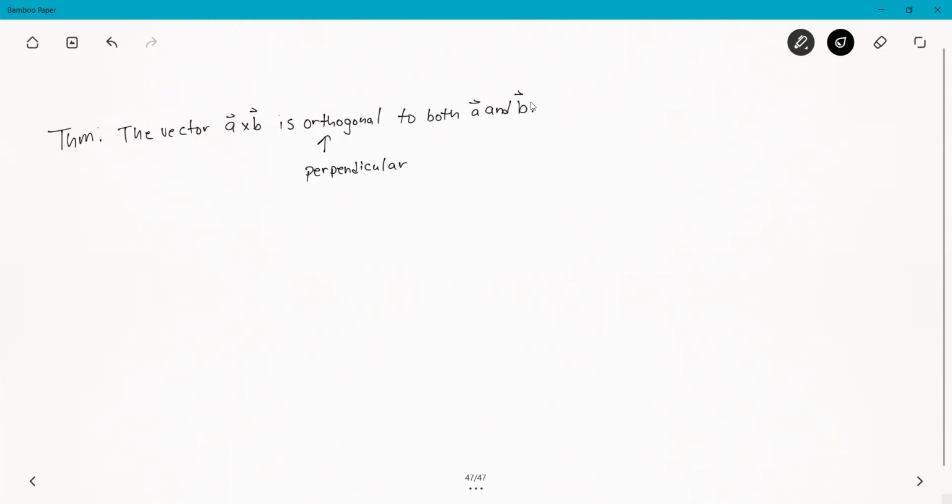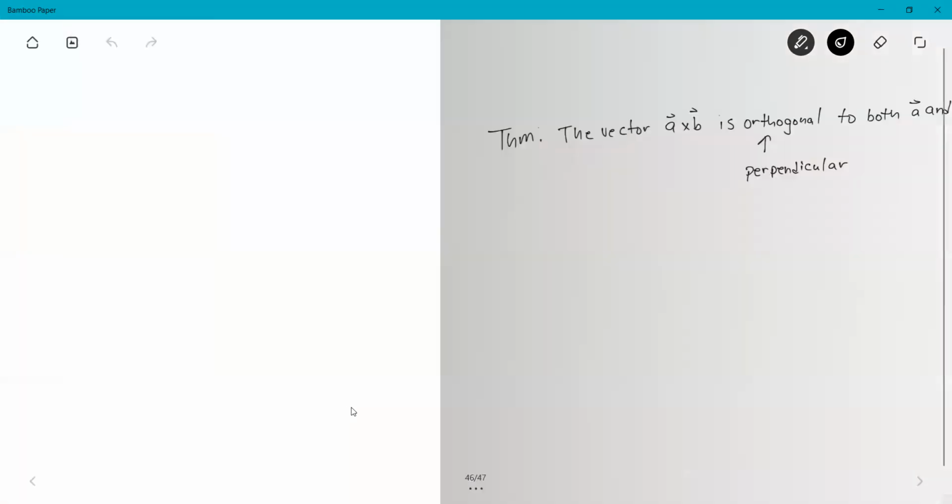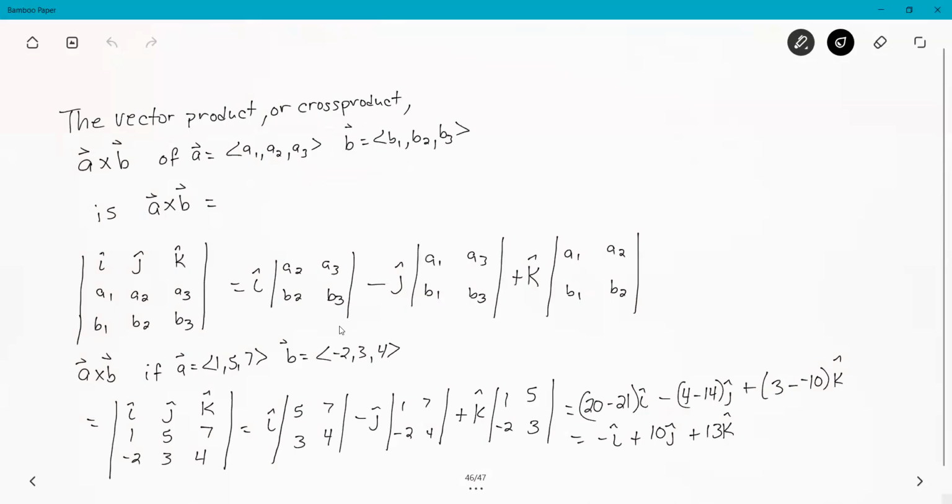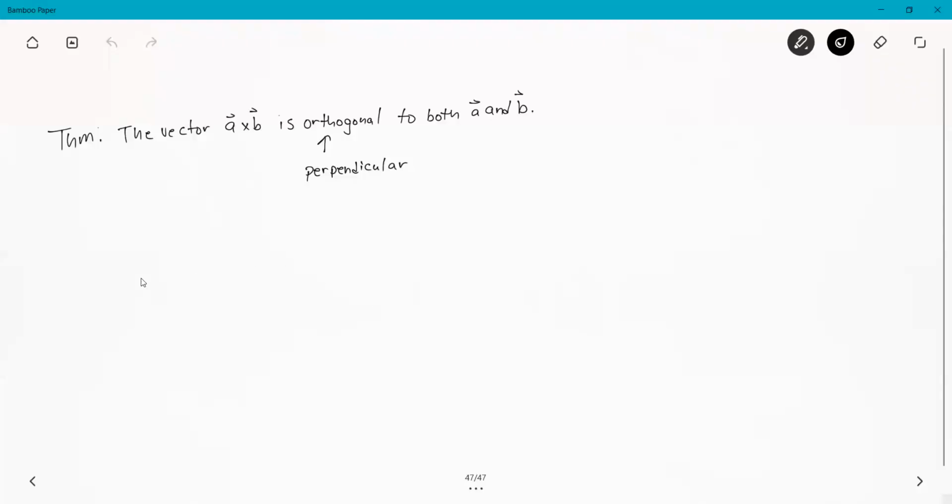So if you were to do a three-dimensional drawing of your A vector and your B vector, so let's go back to this one. If I were to draw out this vector, 1, 5, 7, so that's my X is 1, my Y is 5, my Z is 7, so that's three-dimensional. And then for my vector B, negative 2 is X, 3 is Y, 4 is Z. Then the cross product will be perpendicular to this vector, and it will also be perpendicular to that vector, okay, individually.